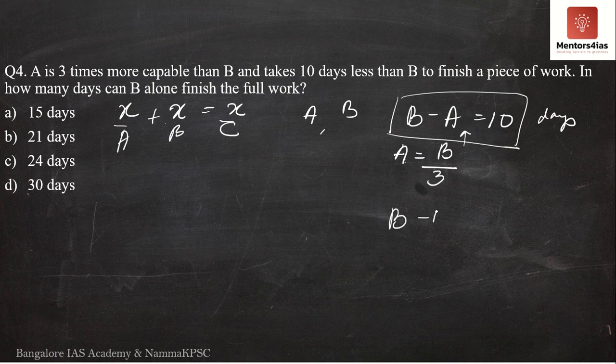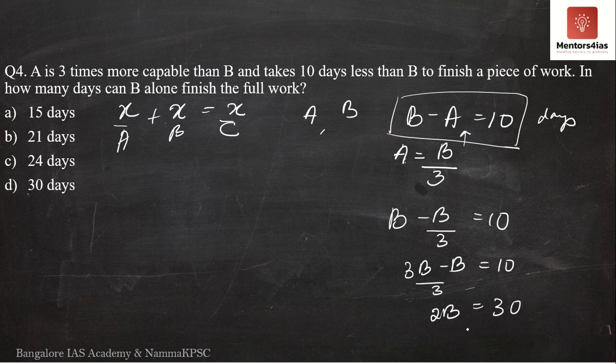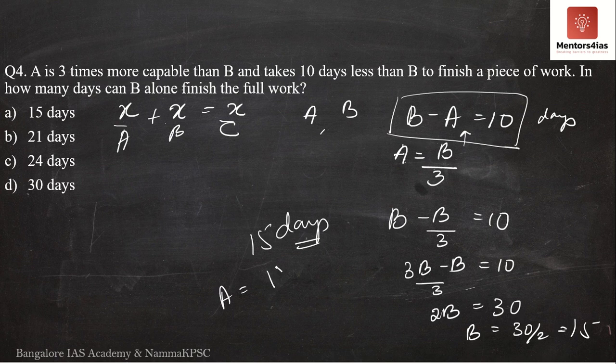Then what do I get? I get B minus B by 3 is equal to 10. I take 3 LCM here, so it is 3B minus B by 3 is equal to 10. 3B minus B is 2B. I take 3 to the other side, multiply by 10, I get 30. So what is B? B is 30 by 2, equal to 15 days. So B takes 15 days. If B takes 15 days, what is A? 15 by 3 equal to 5 days. So the correct answer is 15.